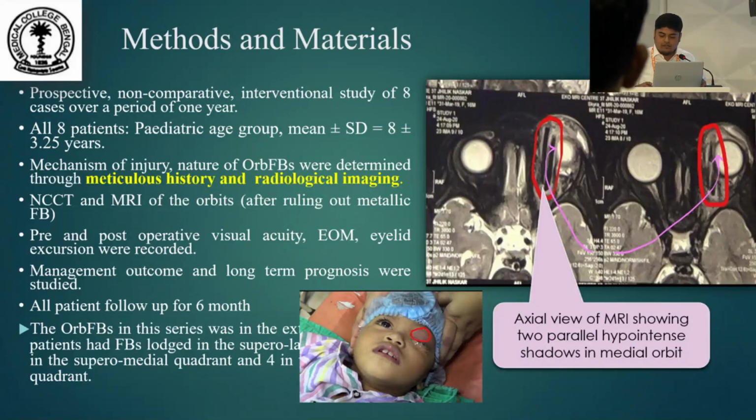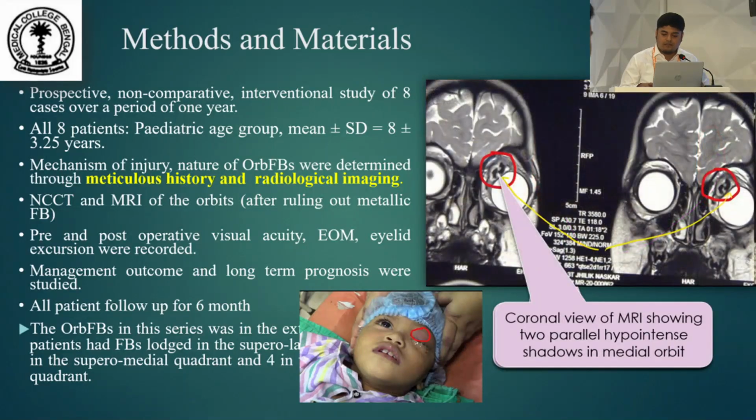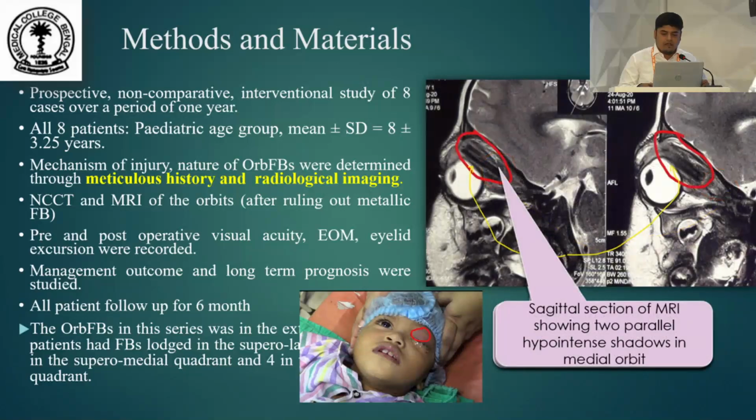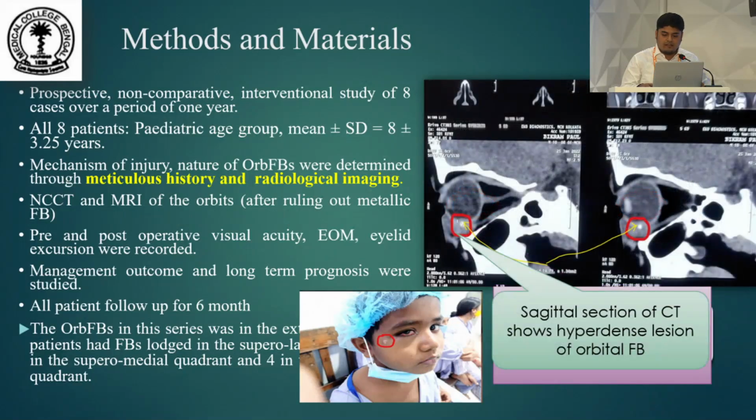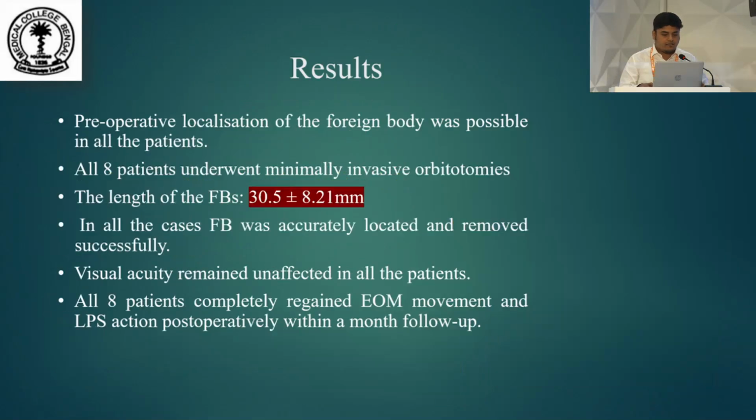The patient had a history of an injury with a wooden stick, so probably the wooden stick upon entry and impaction in the orbit got broken into 2 parts. The coronal view of the MRI shows the same in the superomedial orbit, and this is the view of the sagittal section. This is another patient with a history of a date palm thorn injury in the inferolateral orbit. We can see the coronal section of the CT scan showing a hyperdense shadow in the inferolateral orbit, and this is the view of the sagittal section of the same patient.